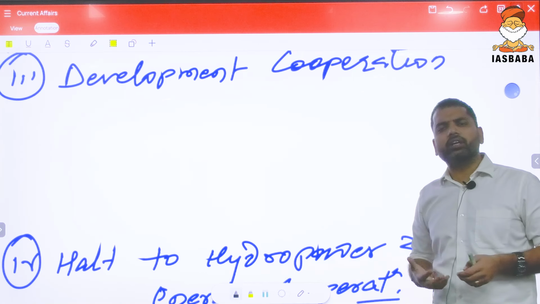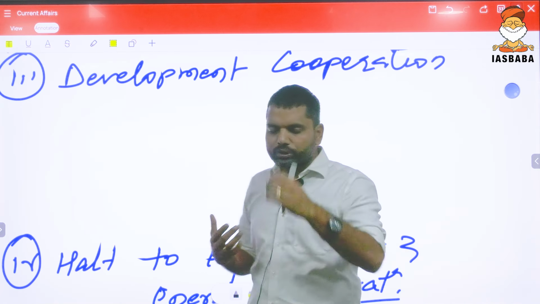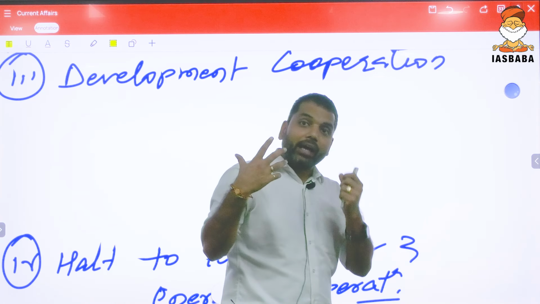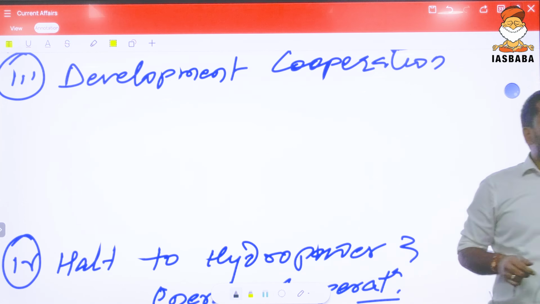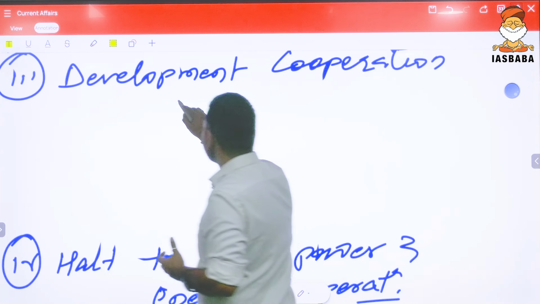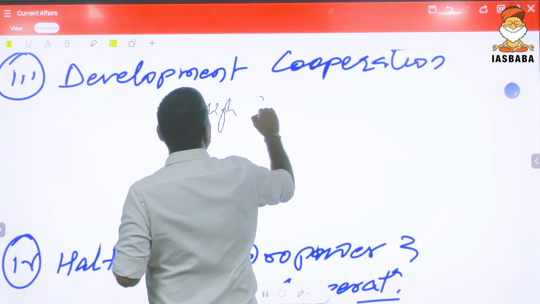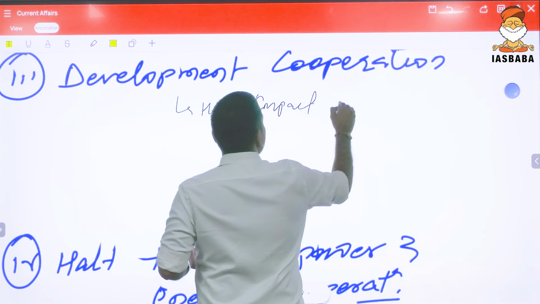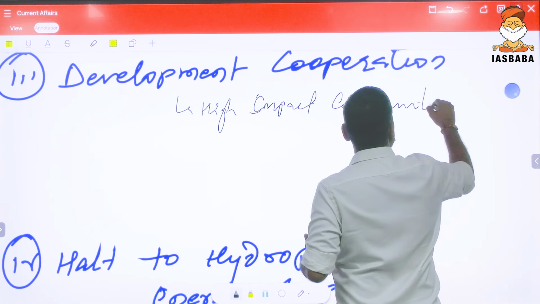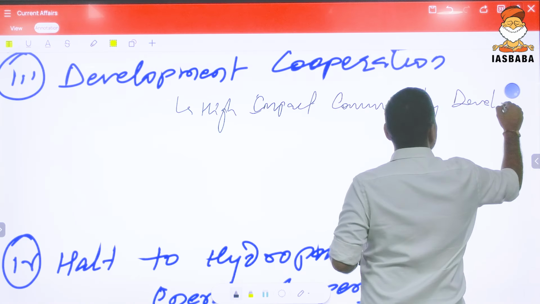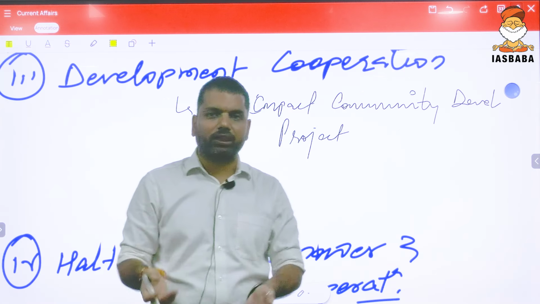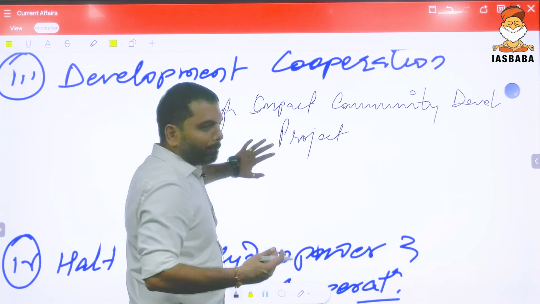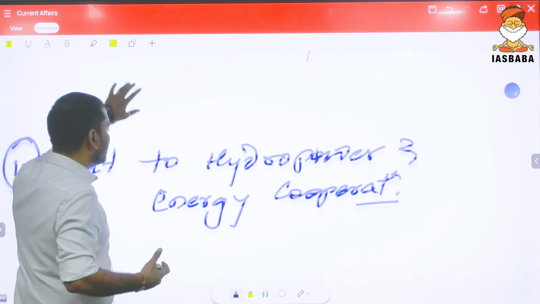Development cooperation also gets impacted. There are approximately 573 projects going on in Nepal, and that too high impact community development projects, expanding across various sectors, education, health, infrastructure, and all. This also gets impacted for the reasons of these kind of protests.